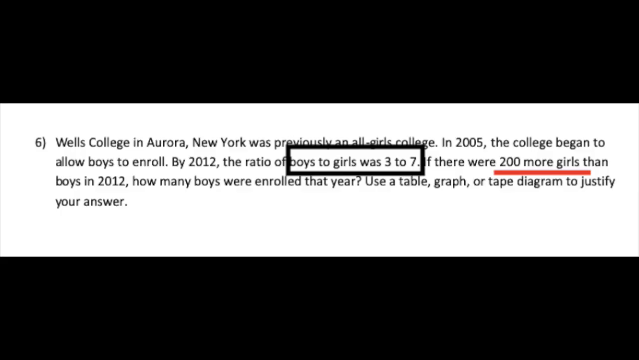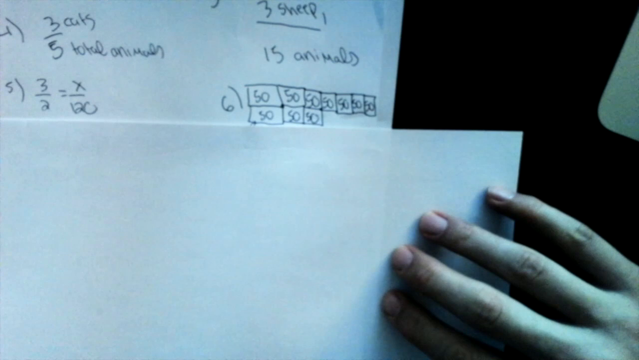So, important things from this question. One thing I noticed was that the ratio of boys to girls was 3 to 7. And there's 200 more girls than boys. So I'm going to start off by making a tape diagram here. And this is how I represented the beginning of my question. Knowing that there's a 7 to 3 ratio, and knowing that there's 200 more girls than boys, I'm going to start by making 7 boxes of 50 for a total of 350 girls. Now since it's 7 to 3, I'll make 3 boxes of 50 for boys. So we have 50, 100, and 150.